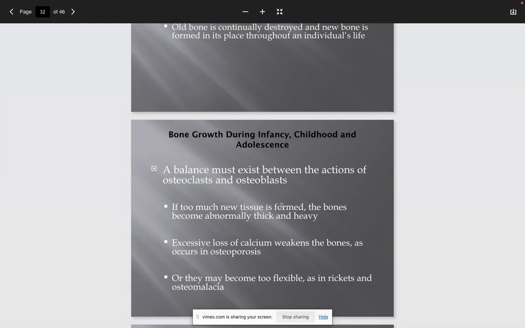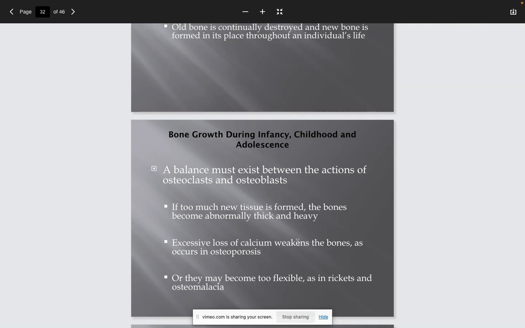If too much new tissue is formed, the bones become abnormally thick and heavy. This will be too much osteoblast activity. Excessive loss of calcium weakens the bone, as occurs in osteoporosis. And I told you guys to write down, vitamin D is needed for calcium production. Okay, vitamin D is needed for calcium production. And I said that too little calcium equals osteoporosis.